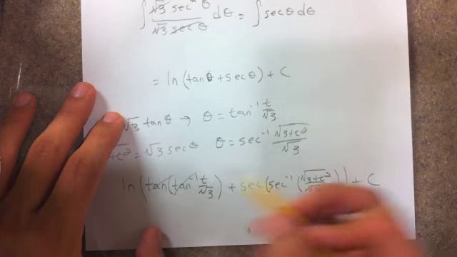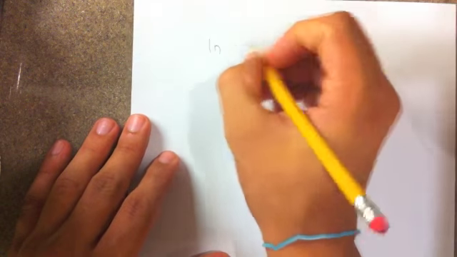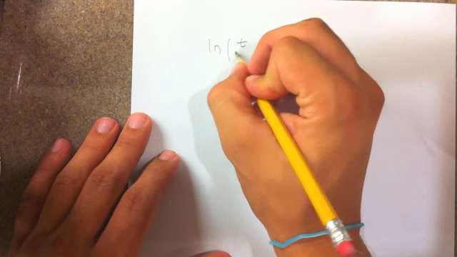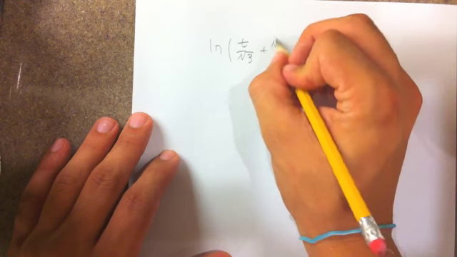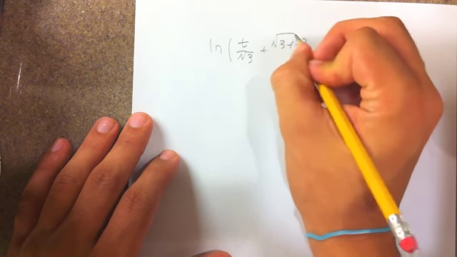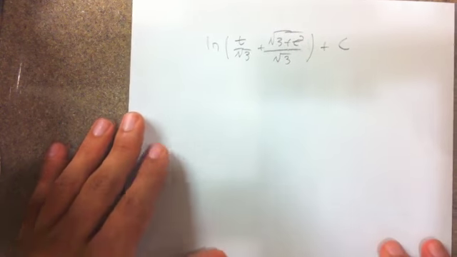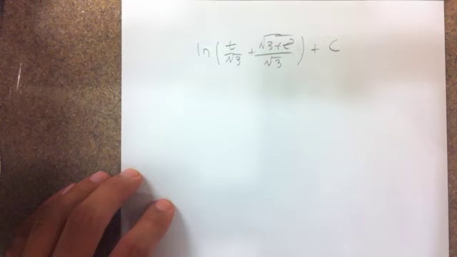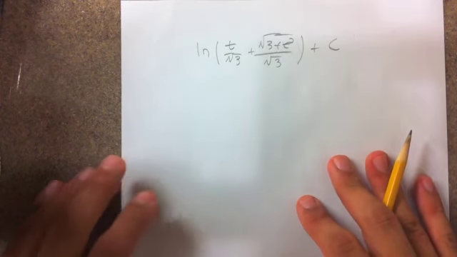The tangents cancel out and the secants cancel out. And then I'm going to flip this over real quick. And we're going to find that the natural log of t over root 3 plus root 3 plus t squared over root 3, plus a constant. Okay, that looks okay. You can combine the denominator here so it looks a bit nicer. And most professors probably would accept that, but some might want to take it a bit further.